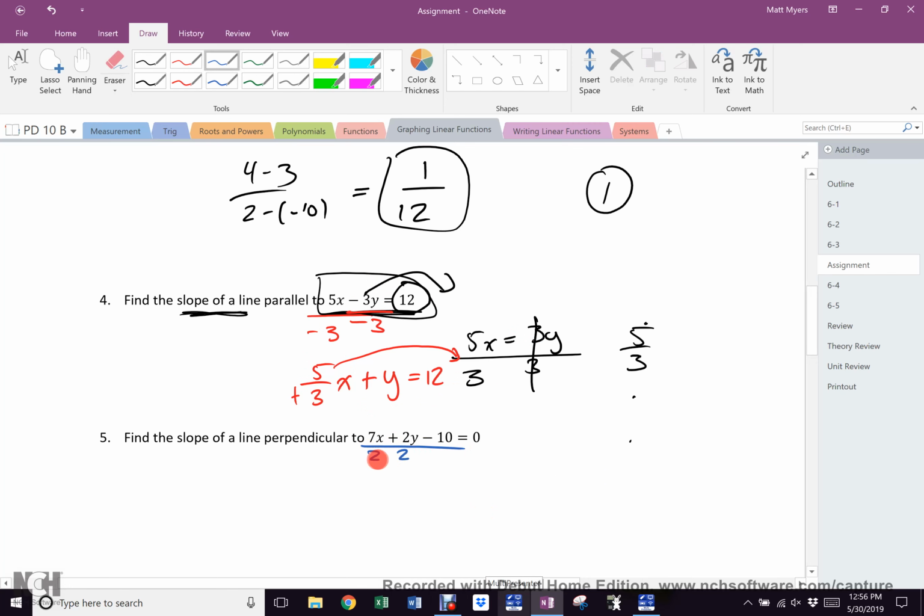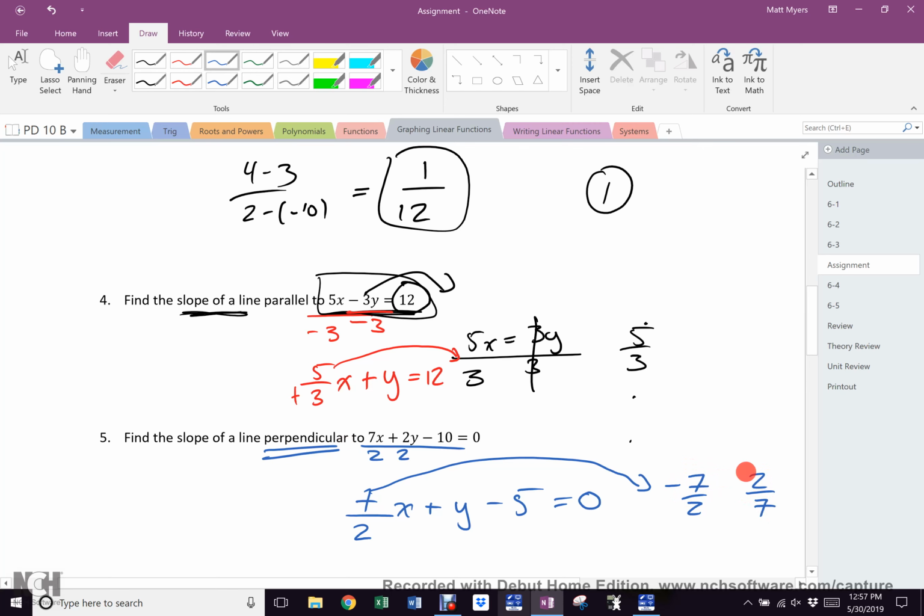Divide everything by 2, right? Now you have 7 over 2x plus y minus 5 equals 0, yes? The slope is not the slope until y is isolated. So you have to move this over here to make it negative 7/2. But I don't want that slope, I want the perpendicular slope, which means it has to reciprocate, 2/7, and be opposite, positive 2/7. Okay?